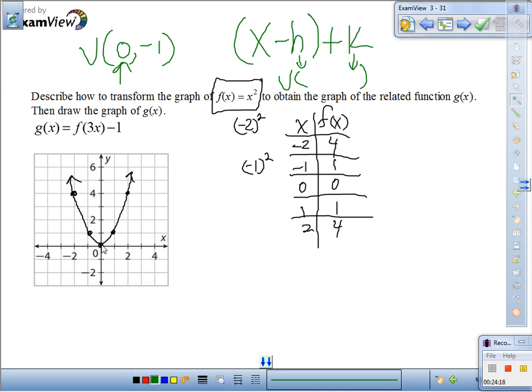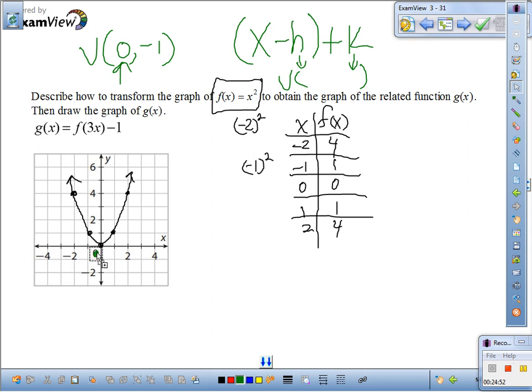So let's plot that really quick. 0, negative 1. What is it? All right. So it's 0, negative 1. Very good.